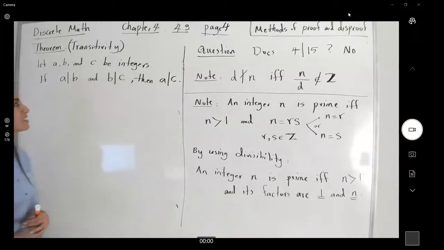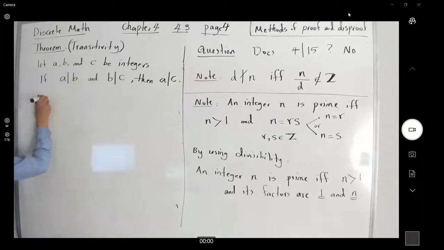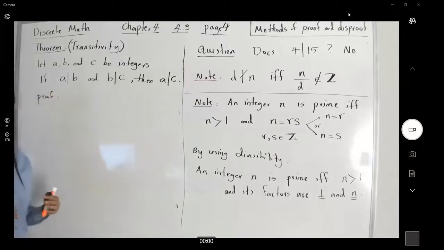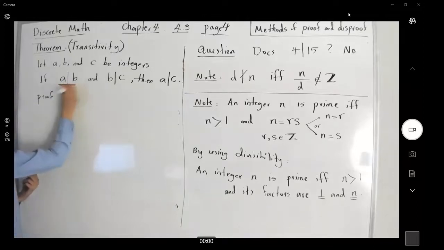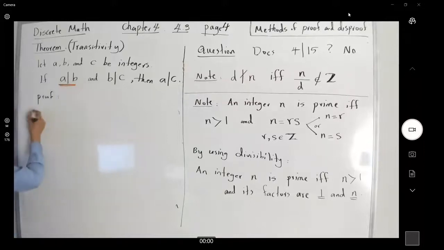Proof. As you can see, here you have a universal statement. So specific examples, they don't work here. We're going to use direct proof by definition. What are the assumptions here? We know A divides B. Let us use that first. A divides B by definition.